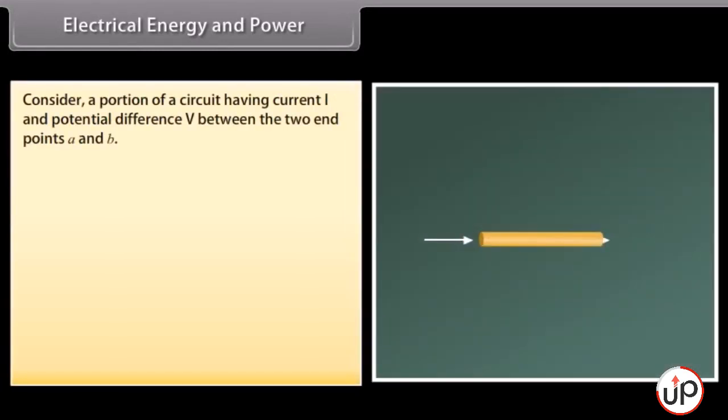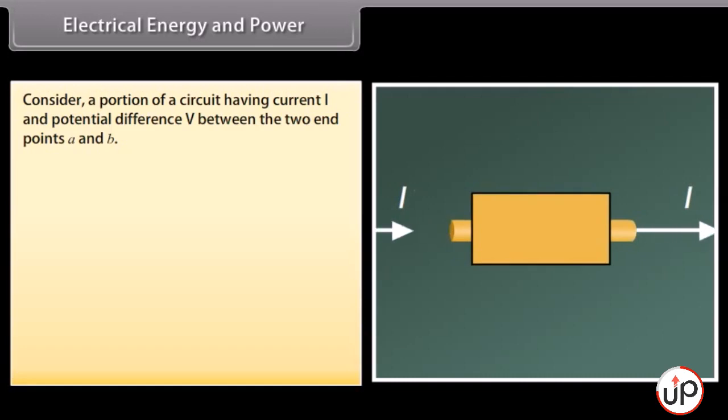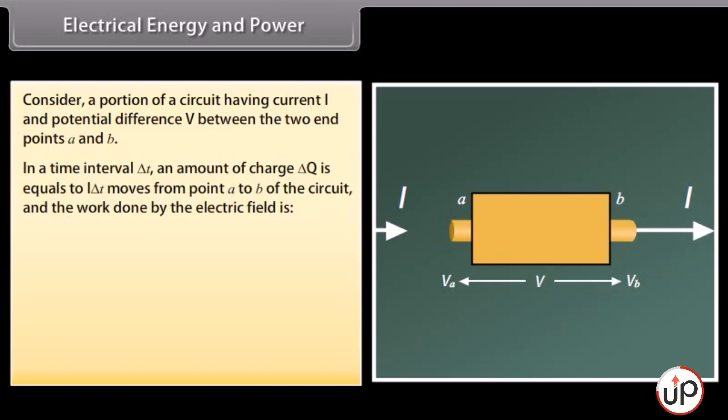Electrical energy and power. Consider a portion of a circuit having current I and potential difference V between the two endpoints A and B. In a time interval delta t, an amount of charge delta Q equal to I delta t moves from point A to B of the circuit, and the work done by the electric field is equal to the product of V and delta Q, which is equal to the product of V, I and delta t.